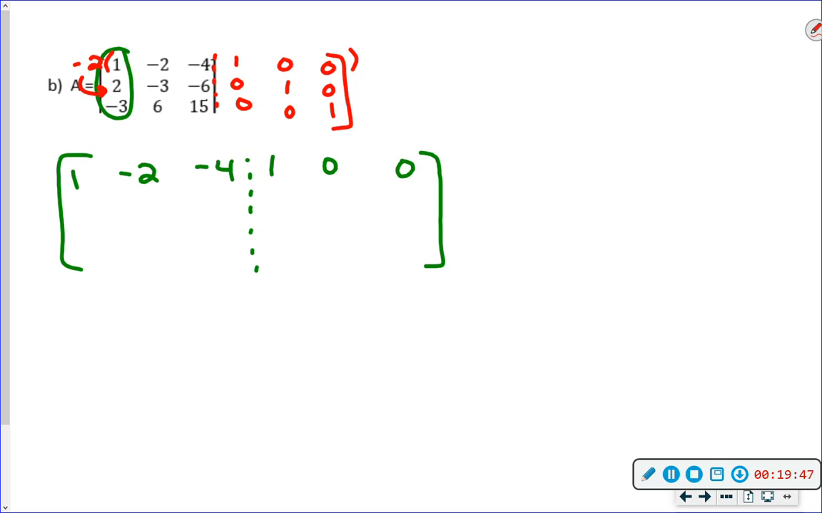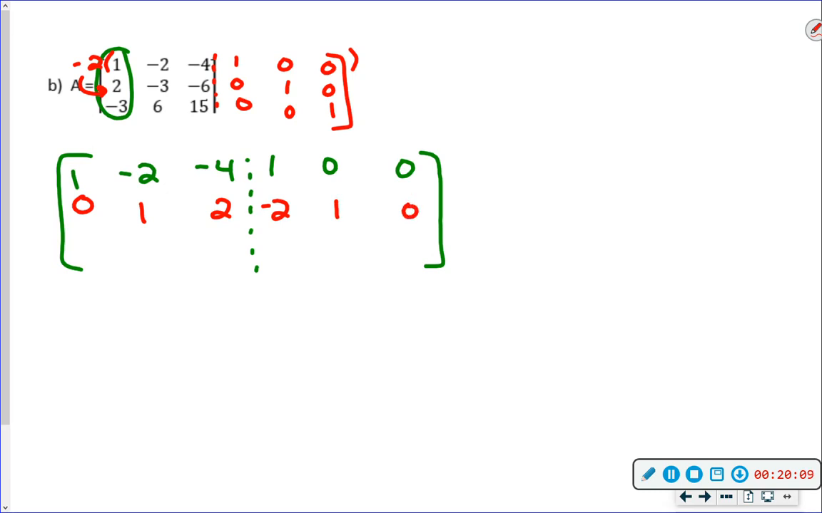Everybody's got this middle one, it looks like, pretty well. Okay, so here we go. Negative 2 times negative 2, 4, plus that. Got it. Negative 2 times negative 4, 8, minus 6. Negative 2 times 1, negative 2, plus 0. Negative 2 times 0, 0, plus 1. Times 0, 0, plus 0.